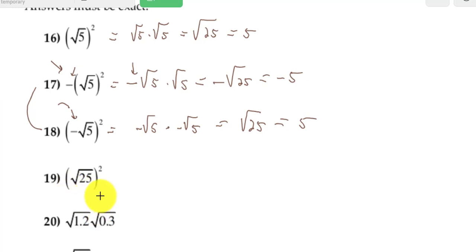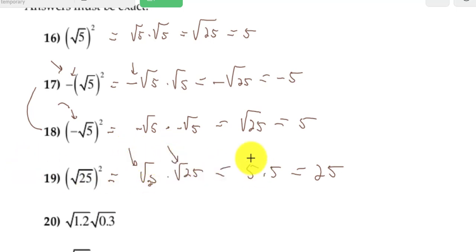So 19 becomes the square root of 25 times the square root of 25, which equals 5 times 5, which is 25. Right? The square root of 25 times the square root of 25 is the same as 5 times 5, which is 25. Okay?